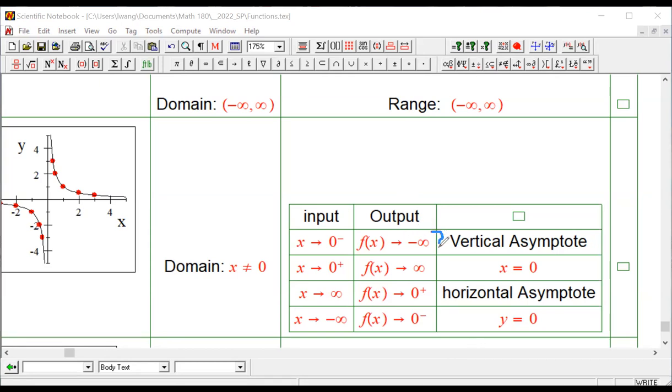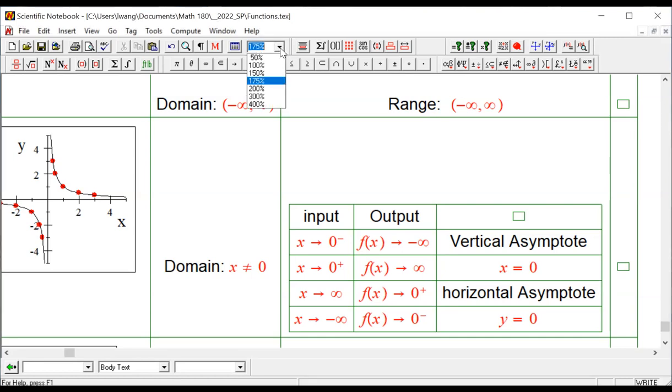So these two support the vertical asymptote, and it gives us the vertical asymptote equation, which is the y-axis. The equation of the y-axis is x equals 0. And these two support the horizontal asymptote, which gives the reason it's called horizontal asymptote, okay? So this hopefully is clear for all of you. If you have any questions, please feel free to let me know.